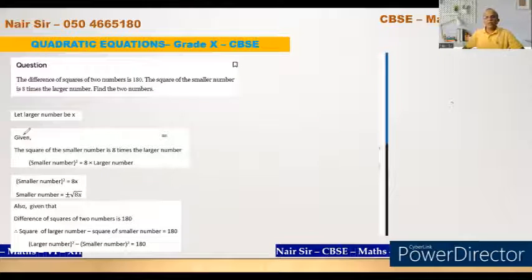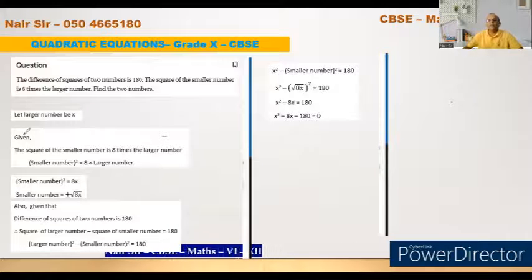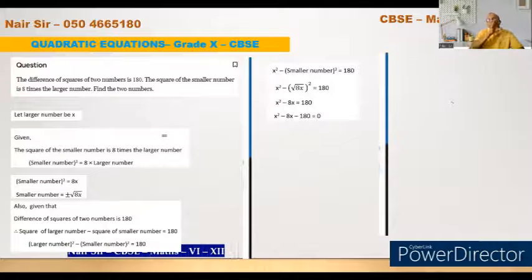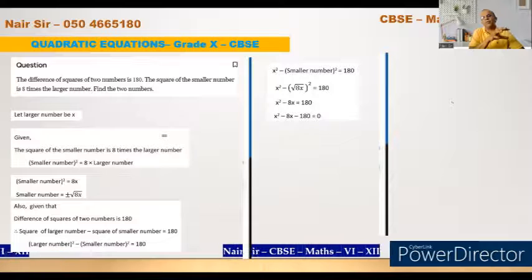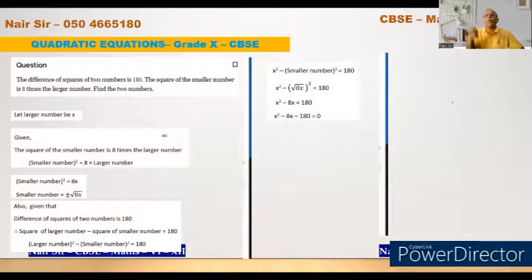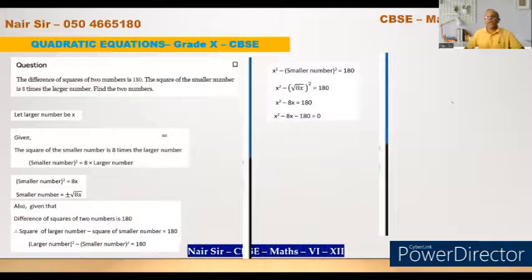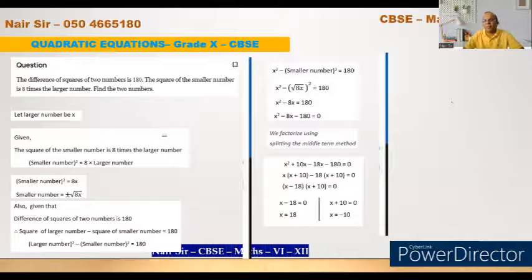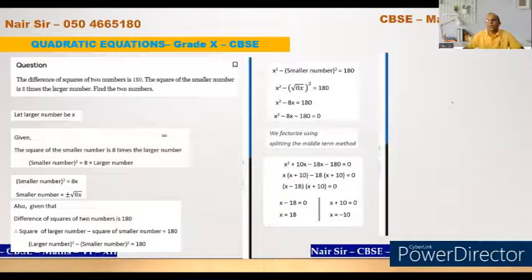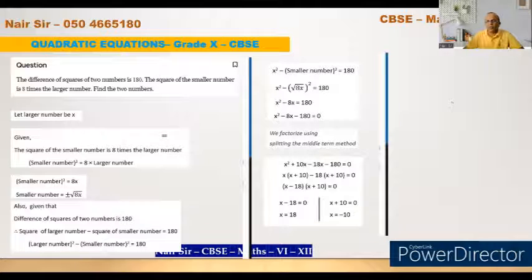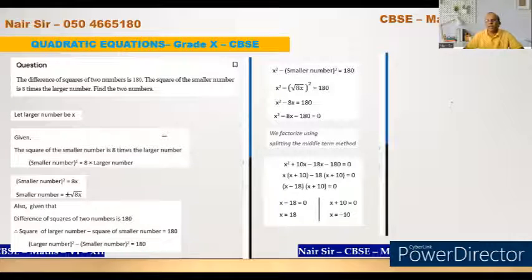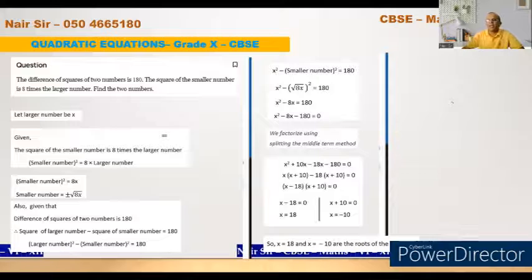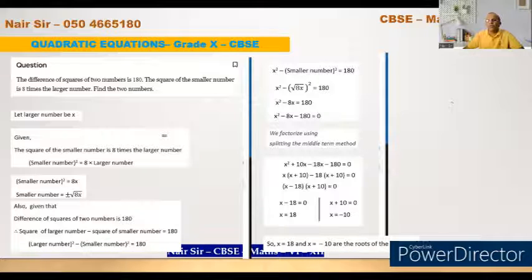Chalo. Solving, I get a quadratic equation. I have transformed the word problem to a mathematical problem. And now all I need to find is the value of x by whichever method I like. Here I'm using splitting the middle term. If you're comfortable with another method, no problem. You can do that also. You get the same answer. So x is equal to 10 and x is equal to minus 10 are the roots of the equation.